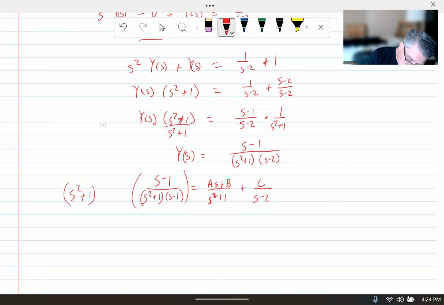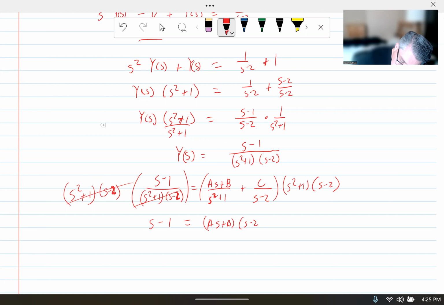Okay, so s squared plus 1 times s minus 1. Oh, you know what? This is s minus 2. I'm sorry, s minus 2. Okay, s squared plus 1 times s minus 2. Cancel, cancel. We're left with s minus 1 is equal to As plus B times s minus 2 plus C times s squared plus 1.